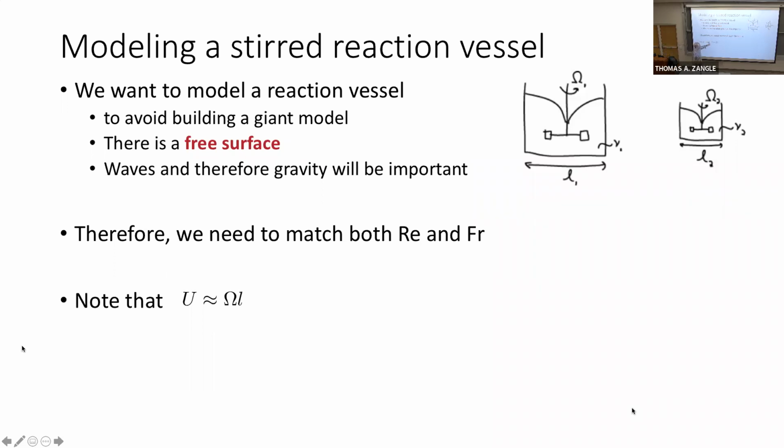So the velocity of the system, in this case the velocity U, would be roughly the rotational speed omega times length L. The rotational speed has dimensions of 1 over time, and this defines basically how fast the fluid is spinning around. So U is omega times L. Nu is mu over rho, the definition of kinematic viscosity.